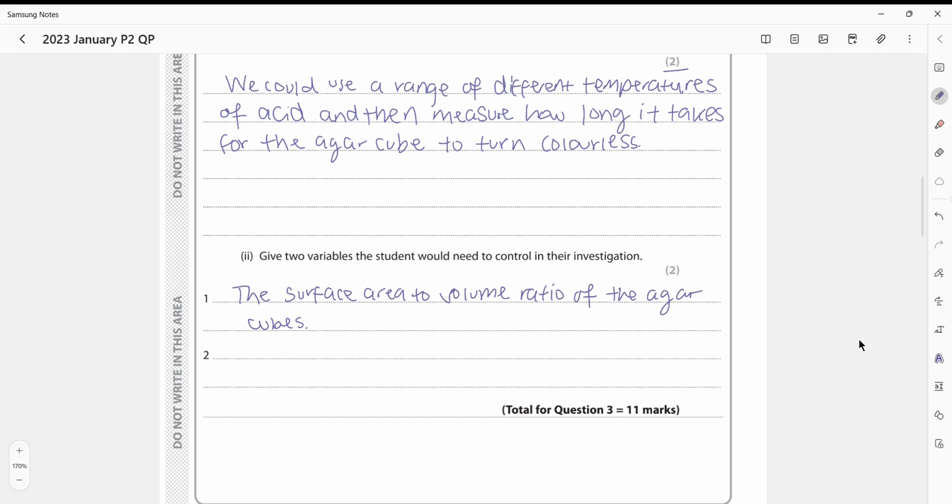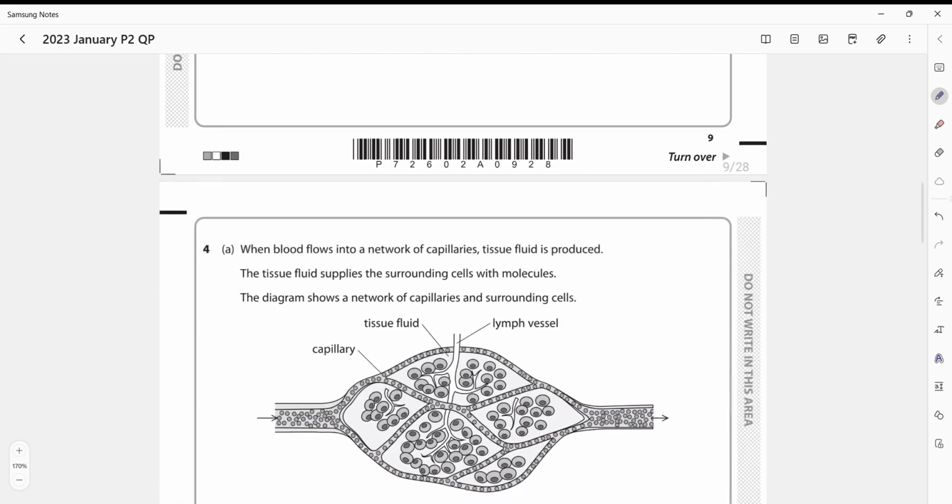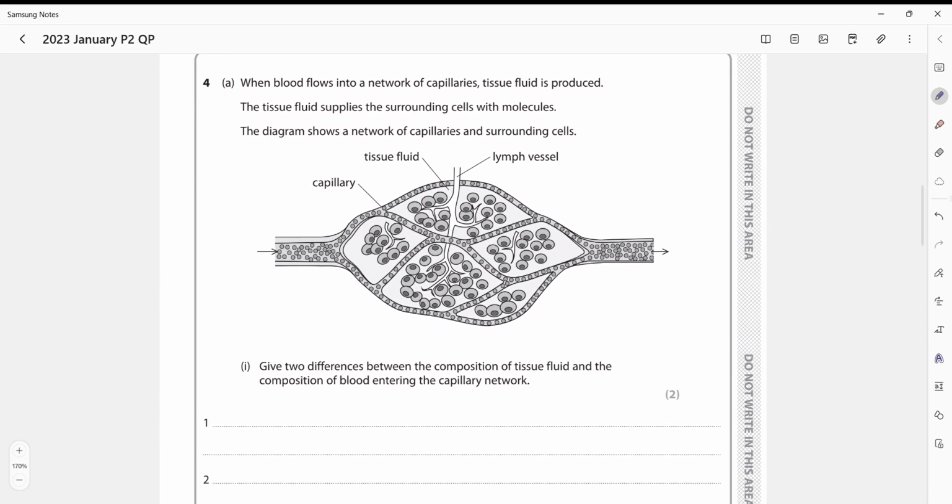Okay, so another thing that needs to be controlled is the concentration of the acid. Other things you might want to control is also the concentration of the indicator that is in the agar cube. Okay, let's move on to question 4.